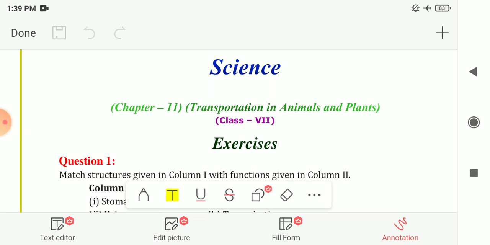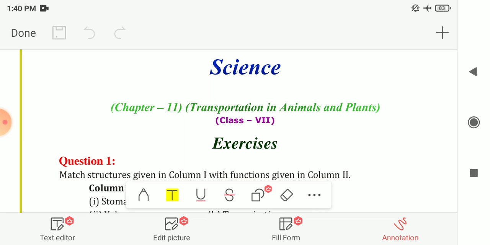Then we had seen about blood vessels, of which first we had seen arteries. Arteries carry blood from the heart to all parts of the body, and another type of blood vessel, that is veins, carries blood from all parts of the body back to the heart.